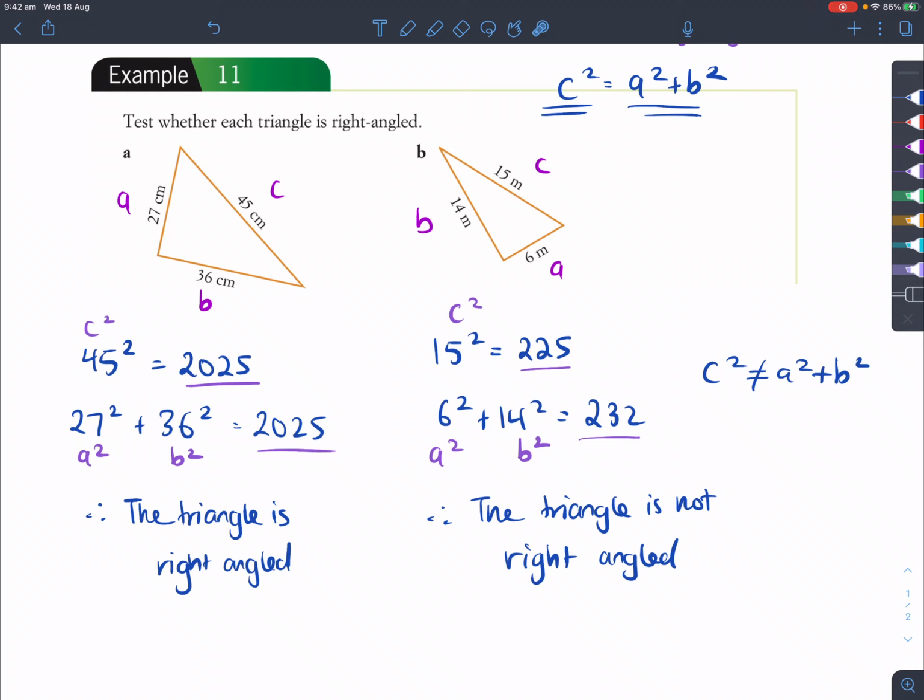Alright, so just to summarize again, if c squared is equal to a squared plus b squared, the triangle is right-angled. If they're not equal, like how we have in question B, then the triangle is not right-angled.